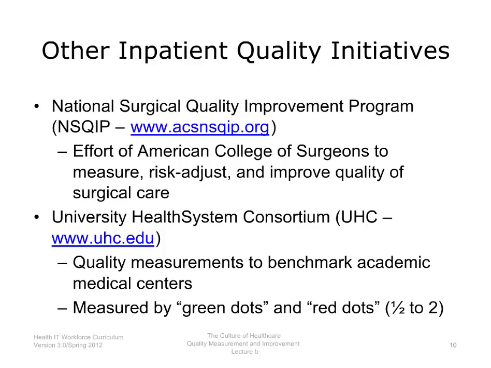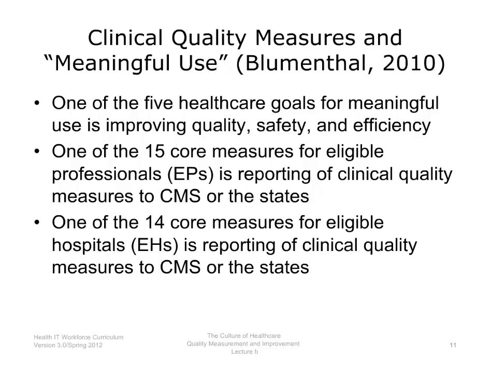The meaningful use rules are predicated on 5 healthcare goals for the United States. One of these goals is improving quality, safety, and efficiency with core measures for both eligible professionals, EPs, and eligible hospitals, EHs. For professionals and hospitals, one of the core measures is the reporting of clinical quality measures to the CMS or their respective states.